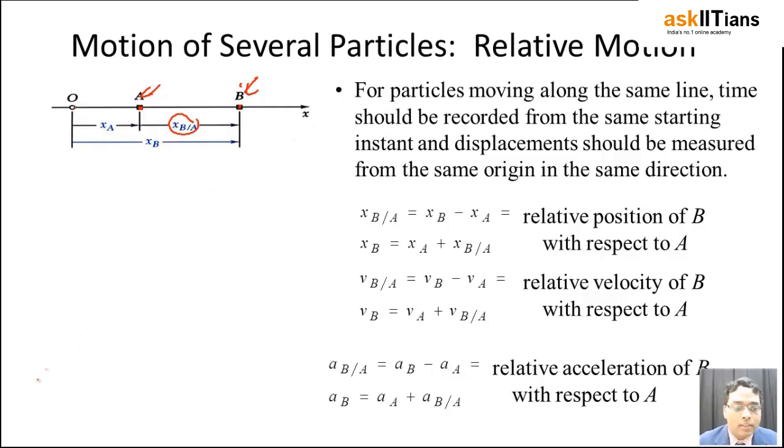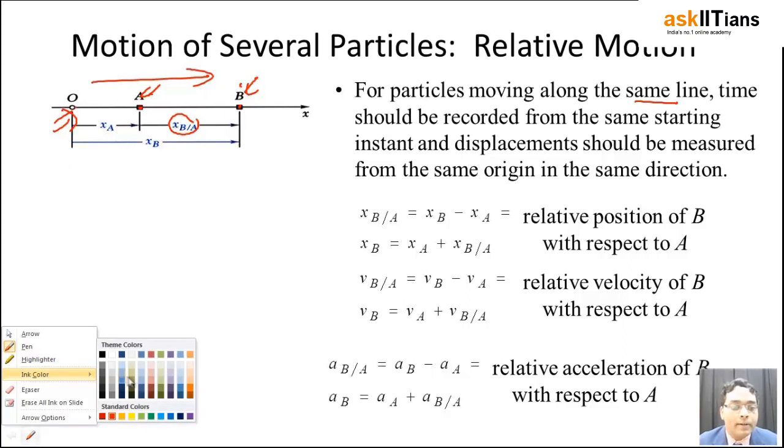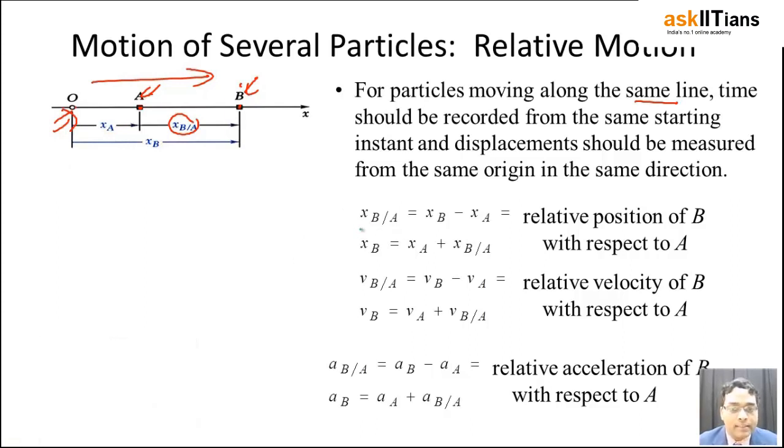For particles moving along the same line, as you can see, along one straight line, time should be recorded from the same starting instant, and the displacements have to be measured from one given point, the origin. So the difference between the positions of B and A at any instant of time is given by the relative difference between the distances. You write the distance of B with respect to A, the distance of B relative to A, so that is the relative position.